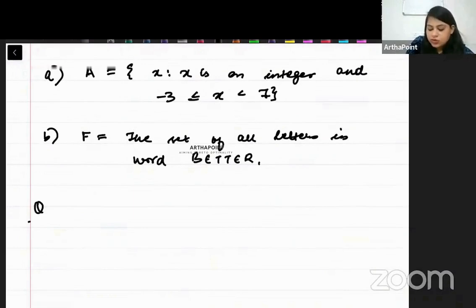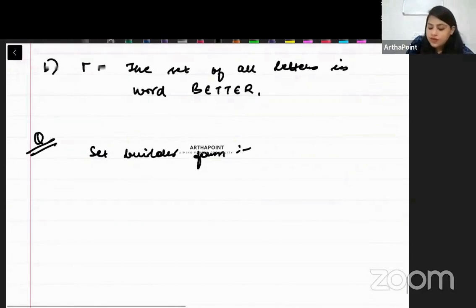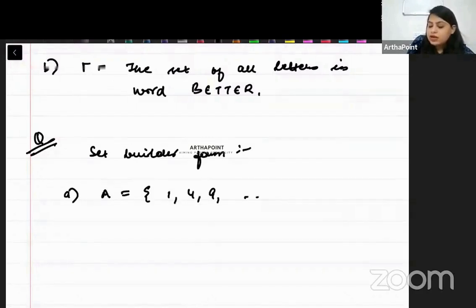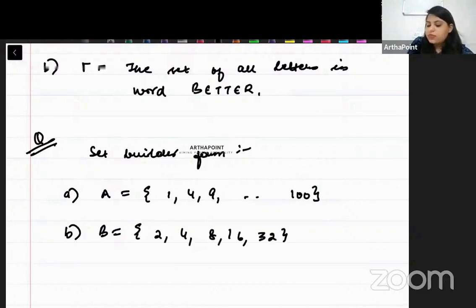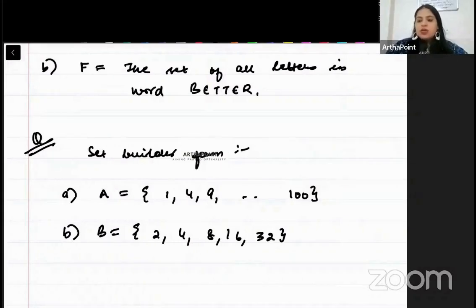Okay? Second question. Write it in the set builder form. What's the question beta here? So first, A is a set which is 1, 4, 9 till 100. And second, B is a set which is 2, 4, 8, 16 and 32. Write these two in the set builder format. In the last class, we had talked about two forms. Do form humne set ke padhe the. One was called the set builder form and the second was called the roster form.